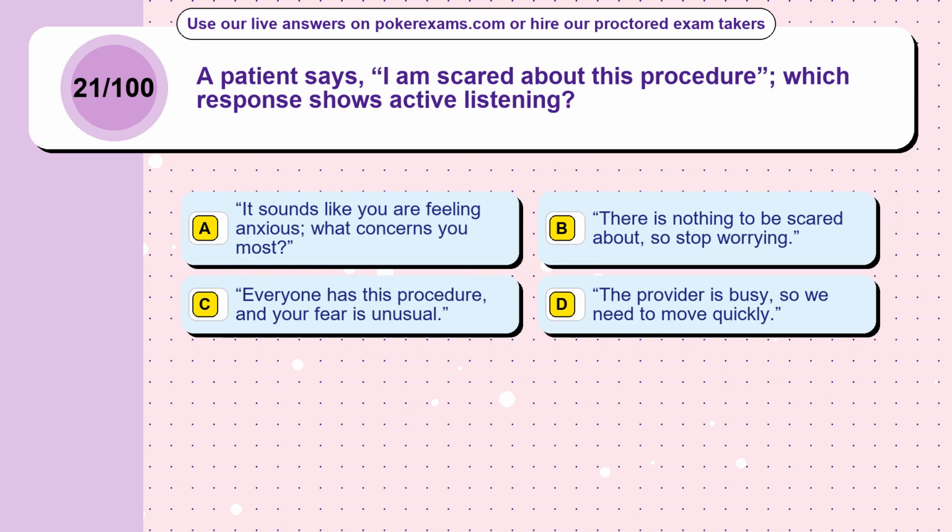Question 21. A patient says, "I am scared about this procedure." Which response shows active listening? Option A. It sounds like you are feeling anxious. What concerns you most? Option B. There is nothing to be scared about, so stop worrying. Option C. Everyone has this procedure, and your fear is unusual. Option D. The provider is busy, so we need to move quickly.